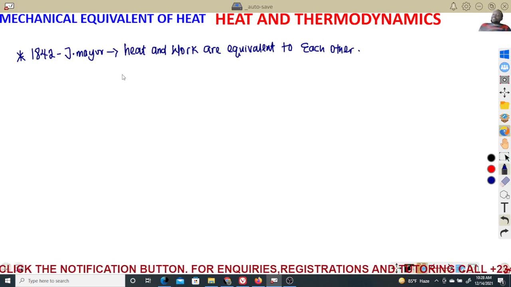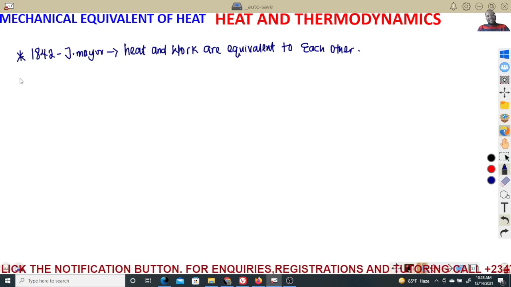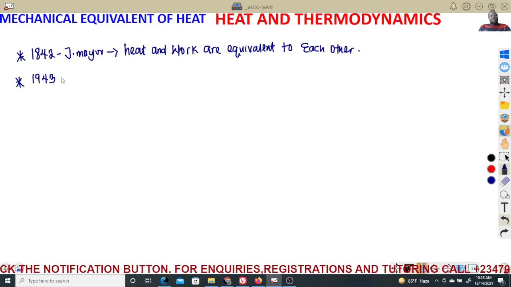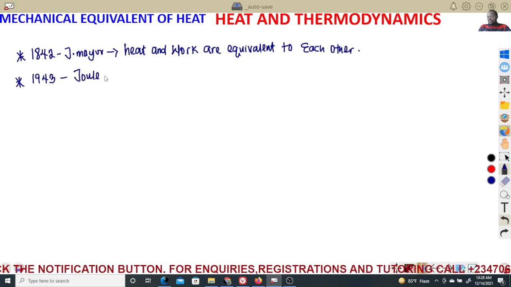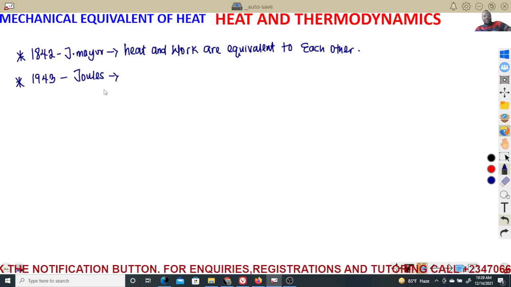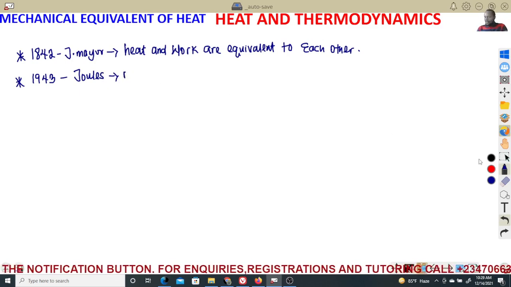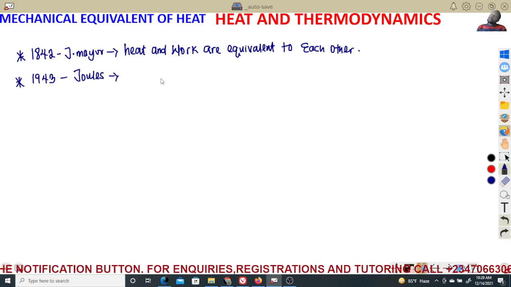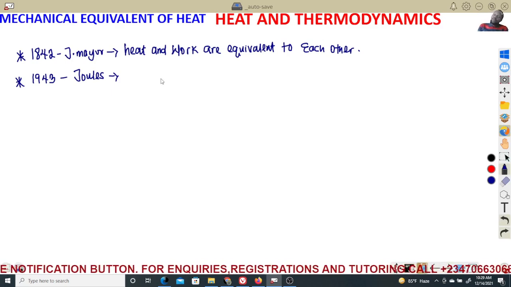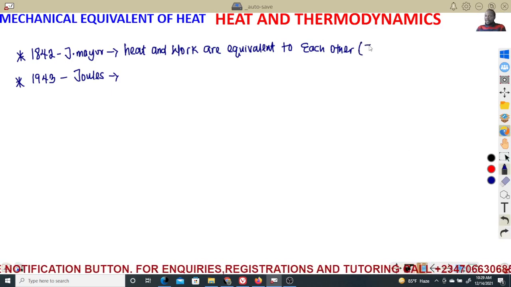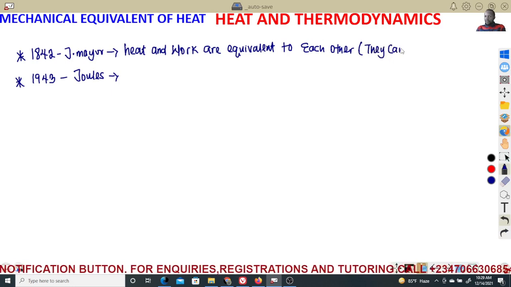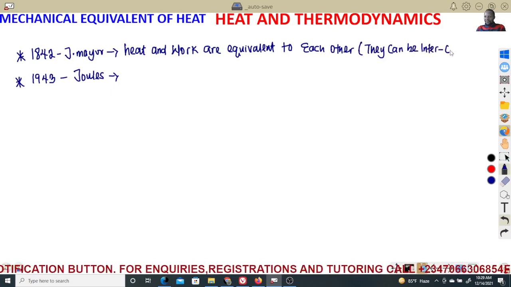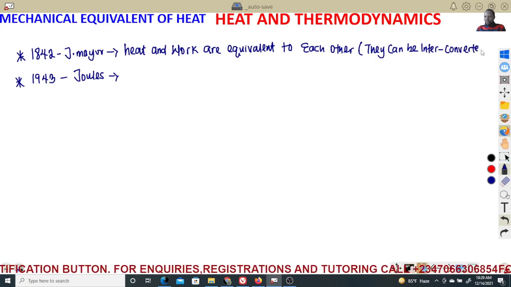That is, heat is the same thing as work. Then in 1843, the one you guys know very well, Joule, which is the unit of quantity of heat. Now, Joule came to say that the relation is set, let me just write with another ink. Mayer said heat and work are equivalent to each other. In fact, he said they can be interconverted. That is, you can convert heat to work and work to heat.